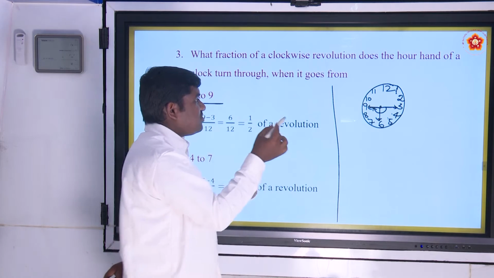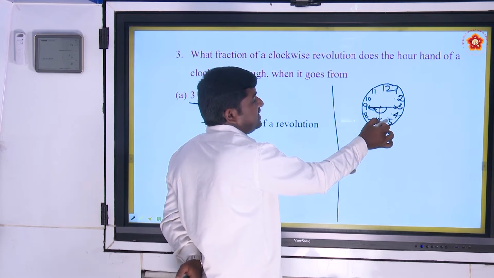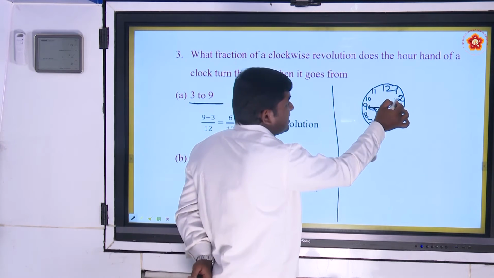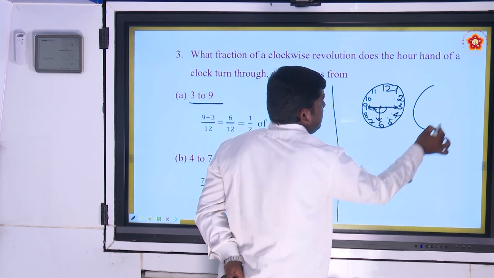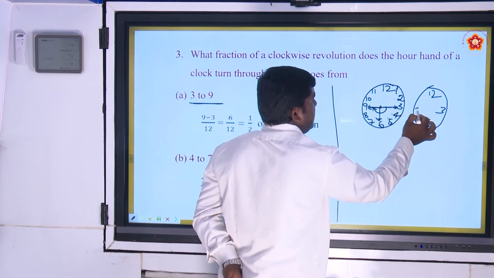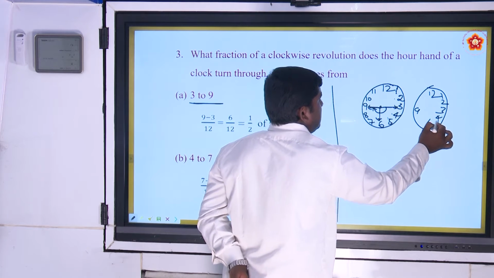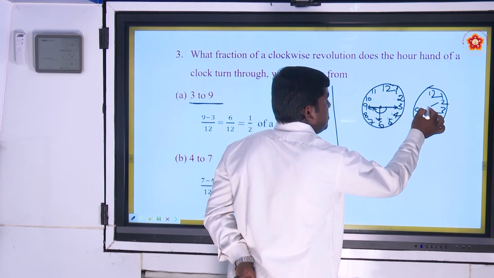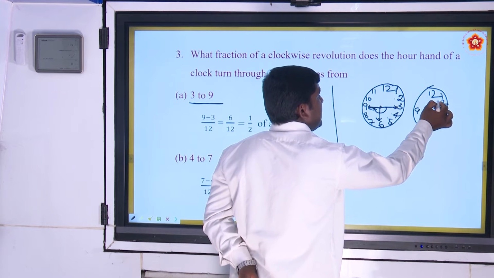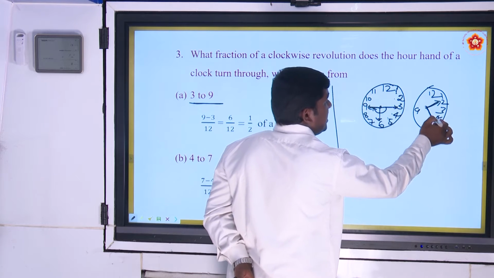Or suppose it starts from 2, then 2 to 3, 3 to 4, 4 to 5. That is the second way to show a right angle. See, suppose this is 12, 6, 3 and 9, here 1 and 2, here 4, 5. Suppose the clock moves from 2 to 5. This is also a right angle.